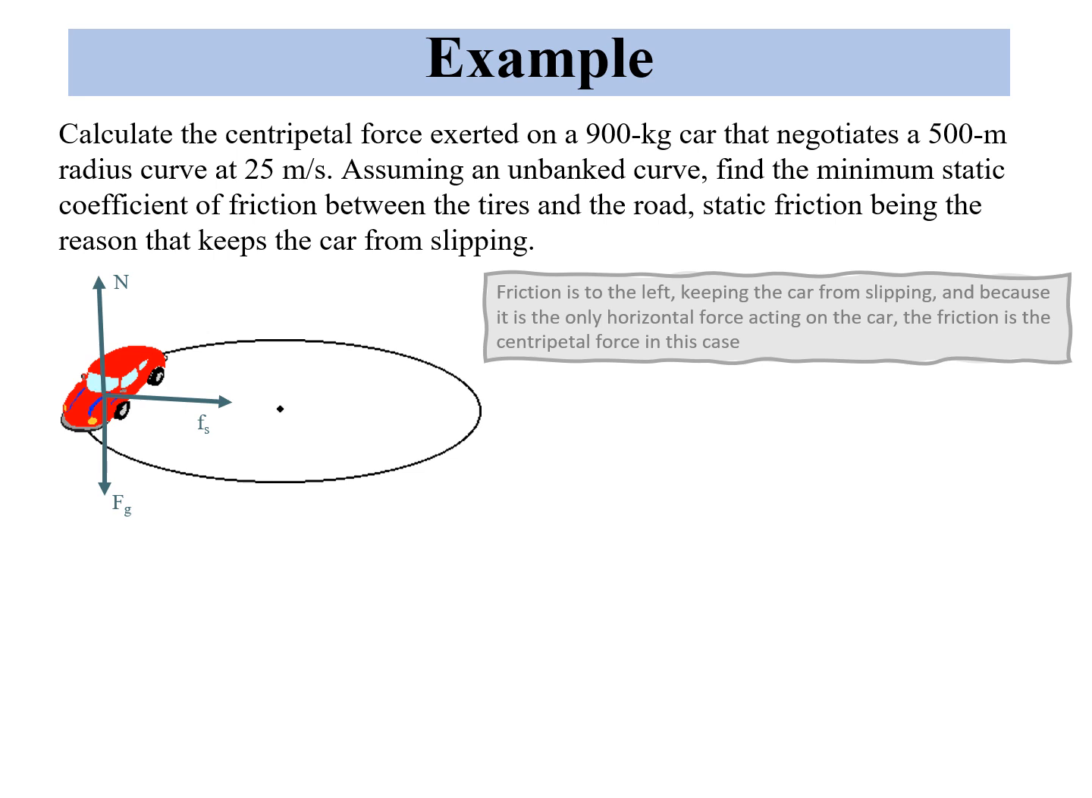So this is the diagram. I have drawn the normal force, which is perpendicular to the surface. Then we have the gravitational force, which is straight down. And then we have the force of static friction, which is towards the center of the curve. Friction is towards the left because it is keeping the car from slipping. And because it is the only horizontal force acting on the car, friction is equal to the centripetal force.